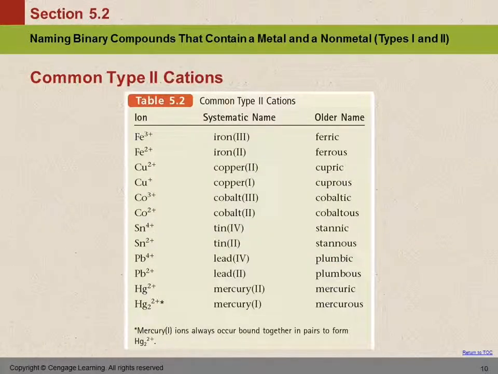So here are some of the more common type 2 cations. We see that iron has +3 and +2 charges. So iron with a +3 charge is named as iron with the Roman numeral 3 in parentheses. And iron 2 is iron with the Roman numeral 2 in parentheses. The Roman numeral tells us the charge on the ion. It does not tell us how many of those ions are there. It just tells us the charge.